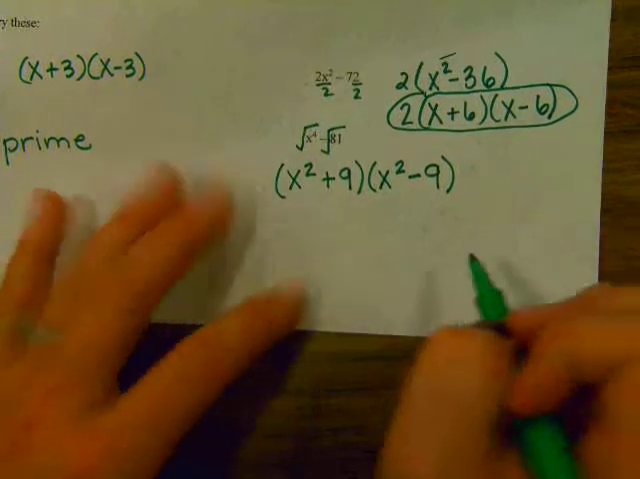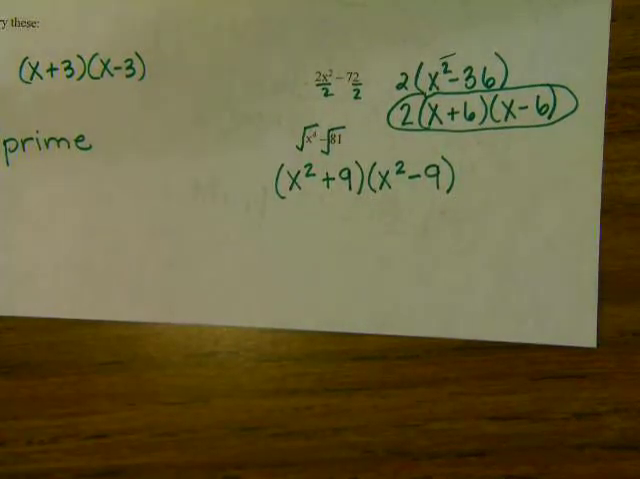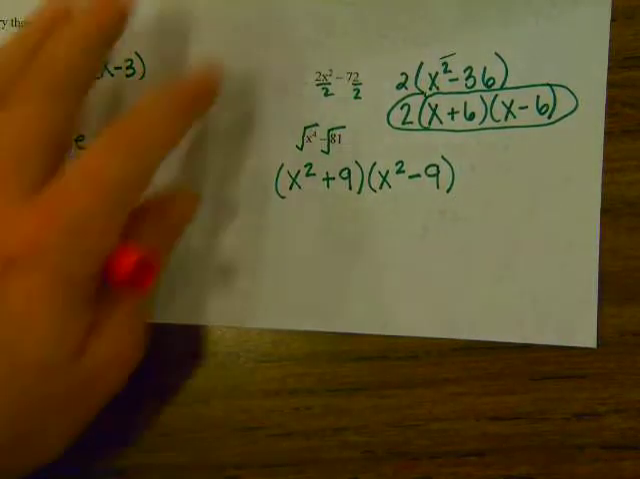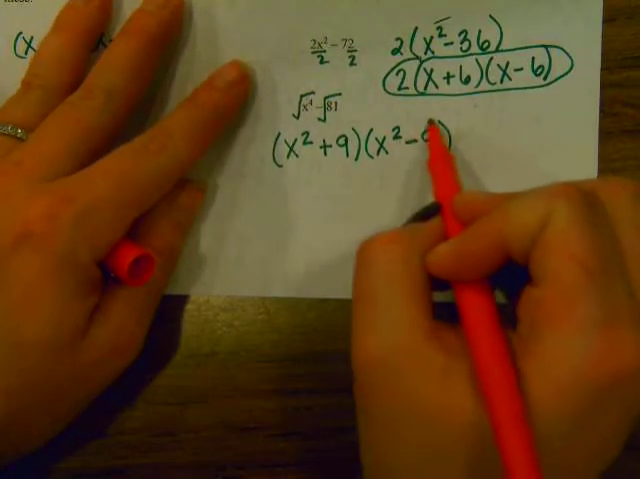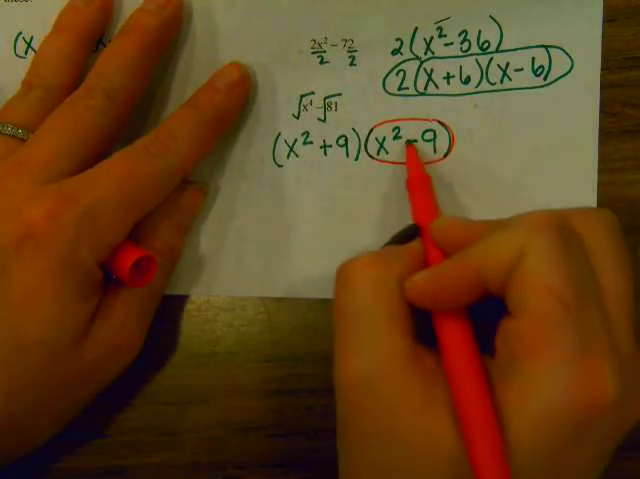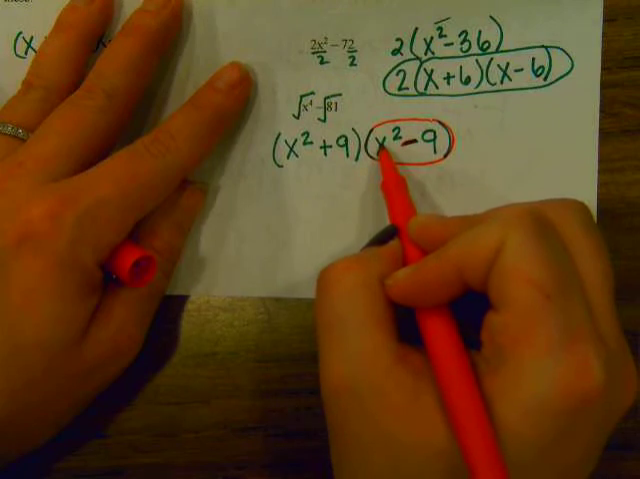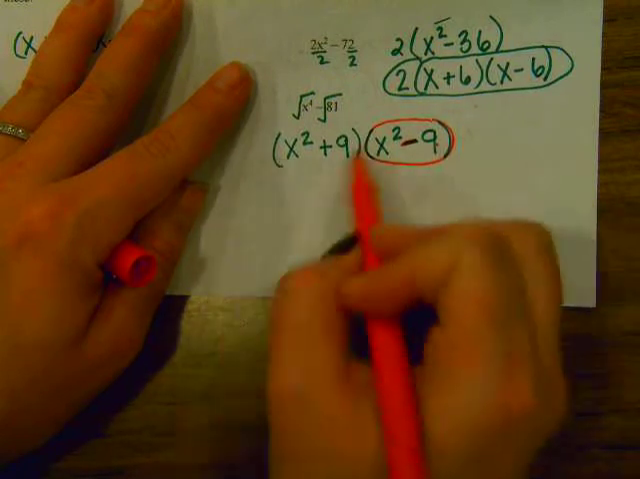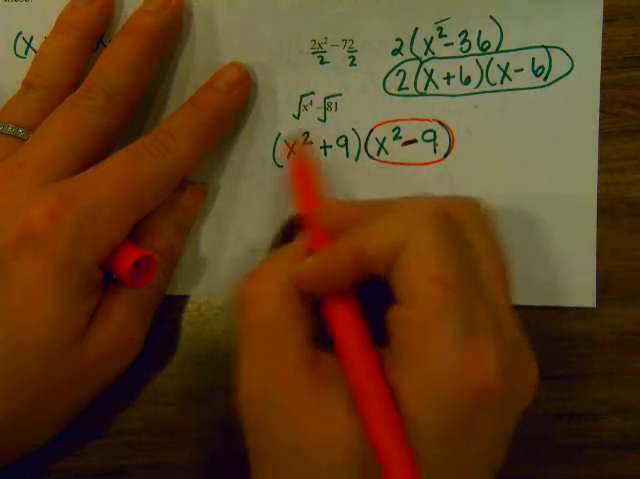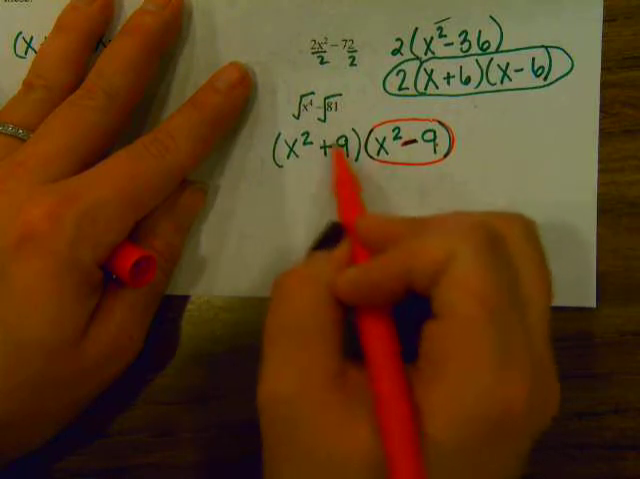Now this one is just a little trickier. I wanted to see if anybody could pick up on it. This one here is another difference of squares. Subtraction, perfect square. Not this, because there's a plus. So this isn't going to change, okay? Don't do anything with the plus.